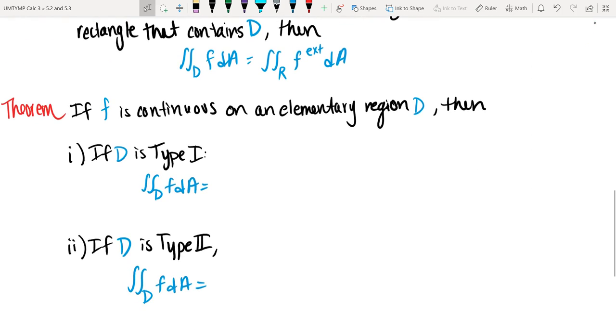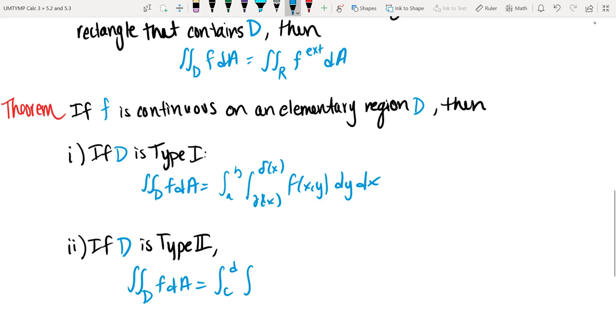Then a theorem that goes hand in hand with this is that if we have a specific type of elementary region, type 1 or type 2, for type 1, we can write this as the integral from a to b of the integral from gamma of x to delta of x of f of xy dy dx. Similarly, for a type 2 region, we can do the integral from c to d of the integral from alpha of y to beta of y of f of xy dx dy.